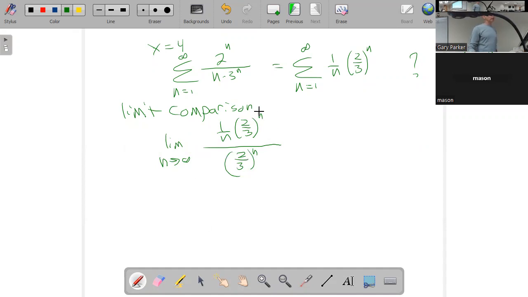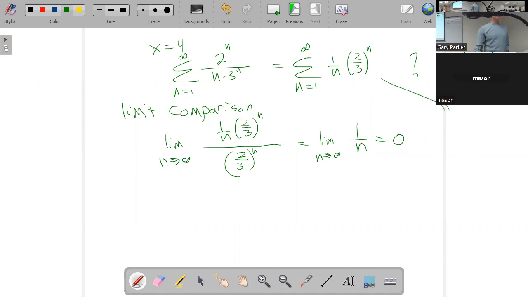Well, that cleans up nicely. The 2/3 to the n divide out. This becomes the limit as n goes to infinity of 1 over n, which I know goes to 0. And the limit comparison test says if the limit is 0, both series must converge. If the limit was any real number otherwise, then both series do the same thing. Either both converge or both diverge. So by the limit comparison test, then the series I'm interested in definitely converges.